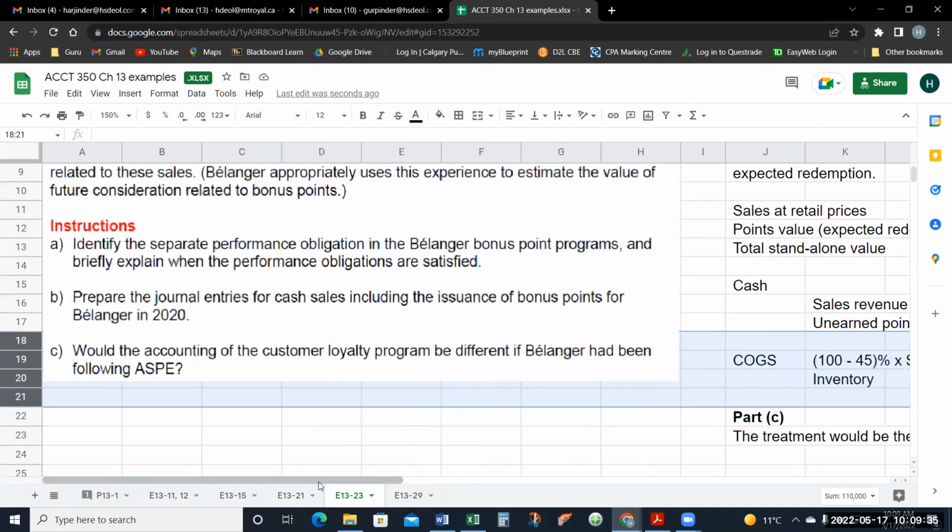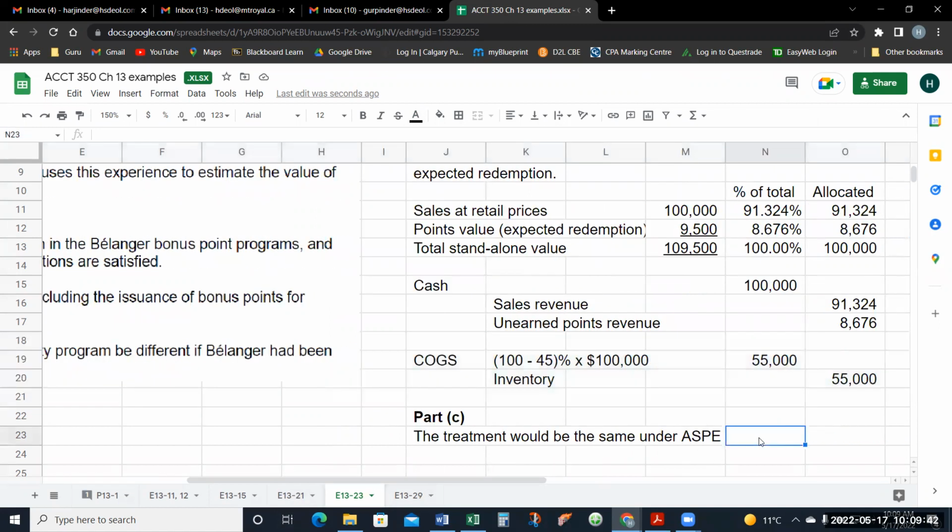Part C of the question asks if there would be any difference at all had we been following ASPE, and the answer is there would really be no difference. The treatment will be exactly the same under ASPE.